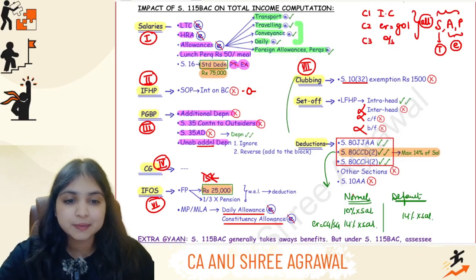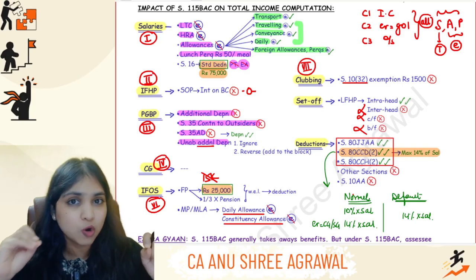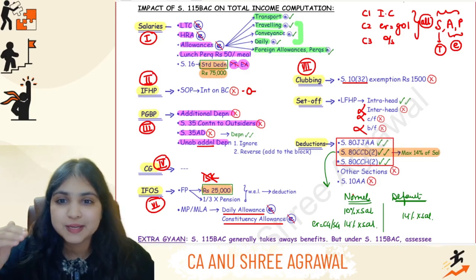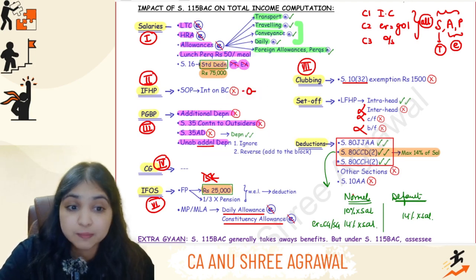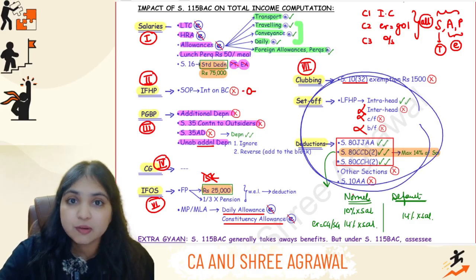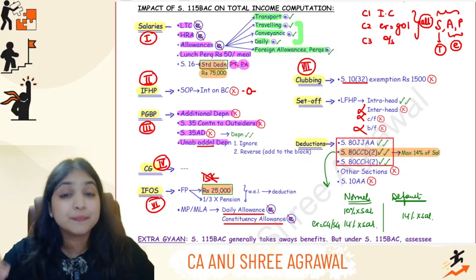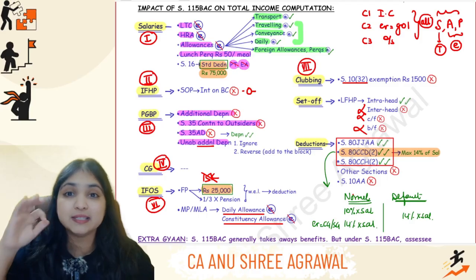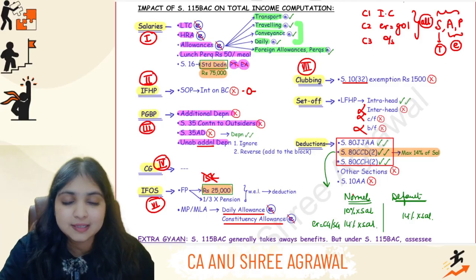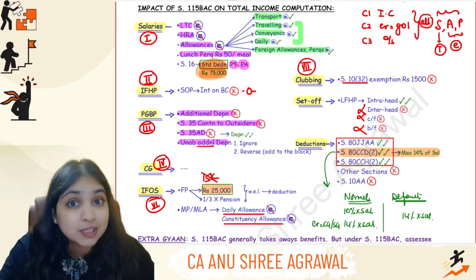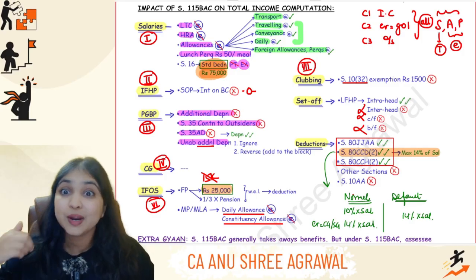Each of the chapters one by one we have discussed. Now see, I want you all to make a small observation. Because of 115BAC, generally I take away the benefits from you guys. I am taking away the exemptions from you. I am taking away the deductions from you. But however, because of 115BAC, in three places I give you extra benefit. The three places are: number one, standard deduction. Generally, standard deduction is 50,000 only, but under 115BAC, you get 75,000.